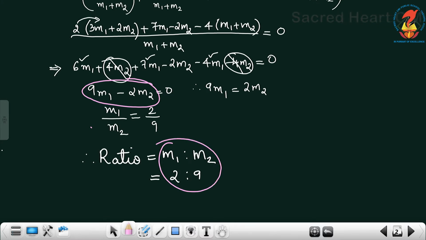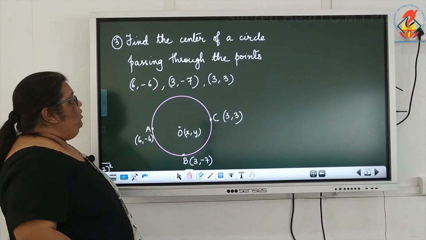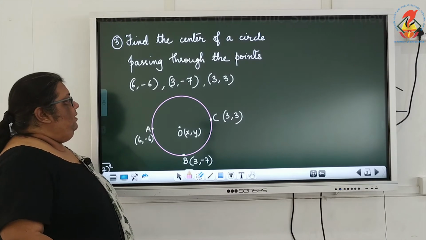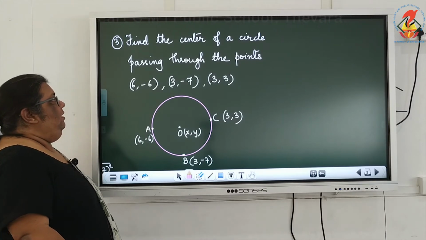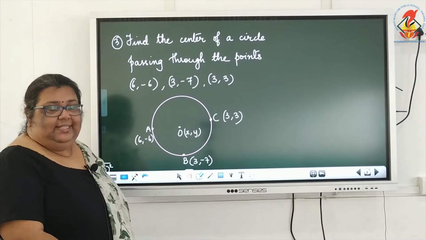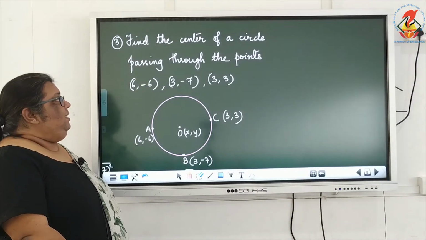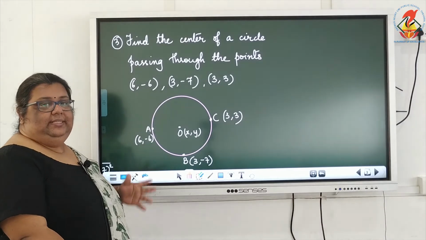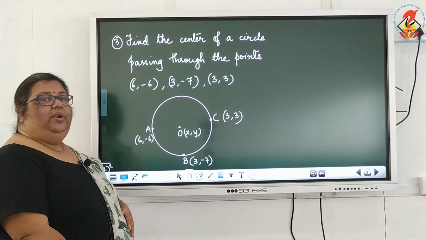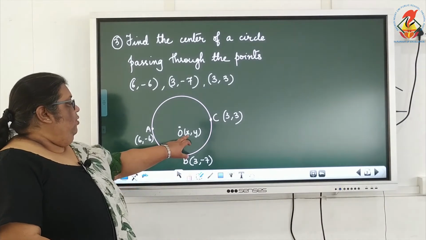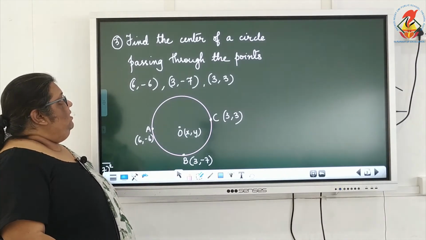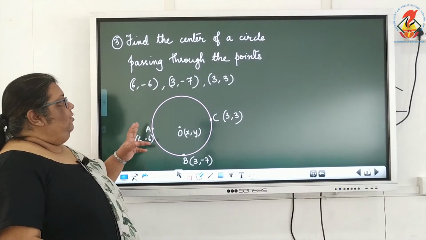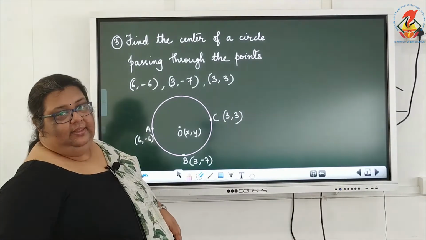Third question. Find the center of a circle passing through the points ordered pair 6, -6, ordered pair 3, -7, and ordered pair 3, 3. So there is a circle. You need to find the center of the circle. 3 coordinates are given, which is on the circumference of the circle. We name it as A, B, and C. Center is O. The coordinate for the center is given as O(x, y). We need to find the center of the circle passing through the points.